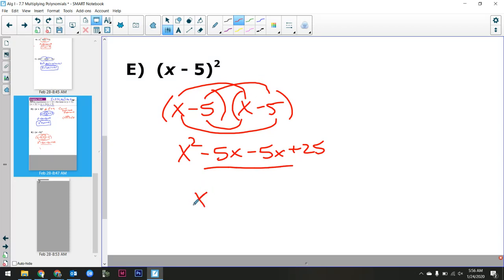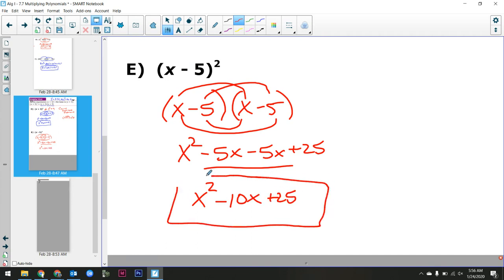Combine like terms in the middle. A negative 5 plus negative 5 is a negative 10. That does not cancel out, folks. A lot of people might try to tell me negative 5 plus negative 5 is 0. No, no. Negative 5 plus negative 5 is negative 10.